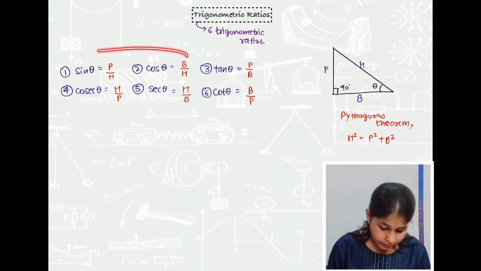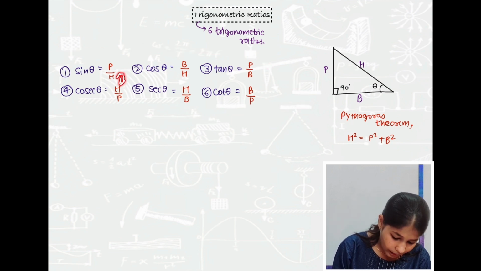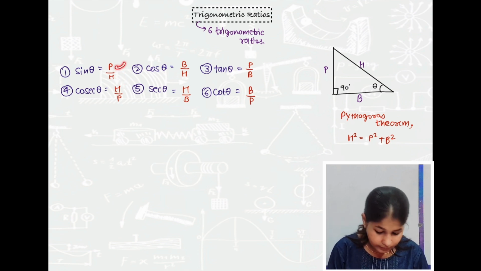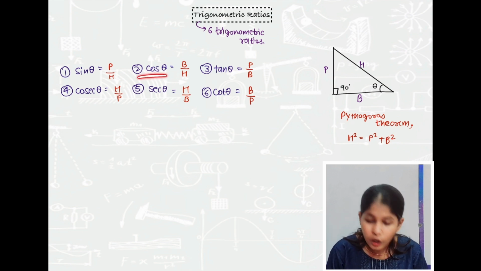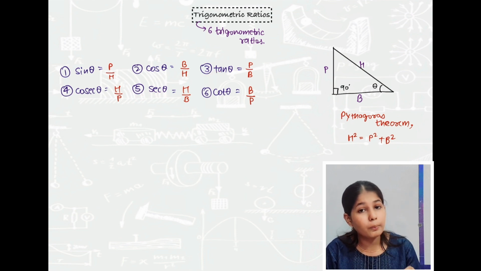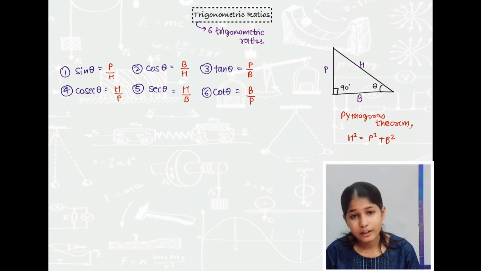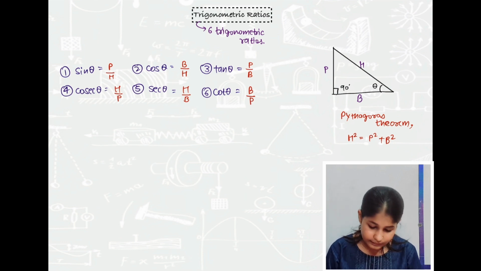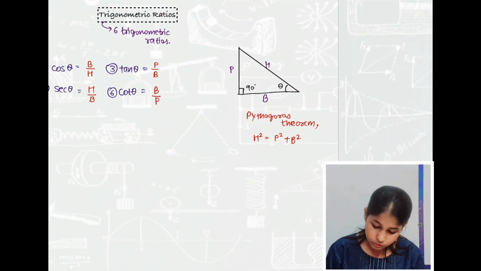Here you can see why I have written in horizontal form: these are opposite to each other. Sin theta is P upon H, cosec theta is H upon P. In the same way, cos theta is B upon H, and sec theta is H upon B. Tan theta is P upon B, and cot theta is B upon P. So it should be learned, and that's all about the trigonometric ratios. There is nothing harder in this topic.